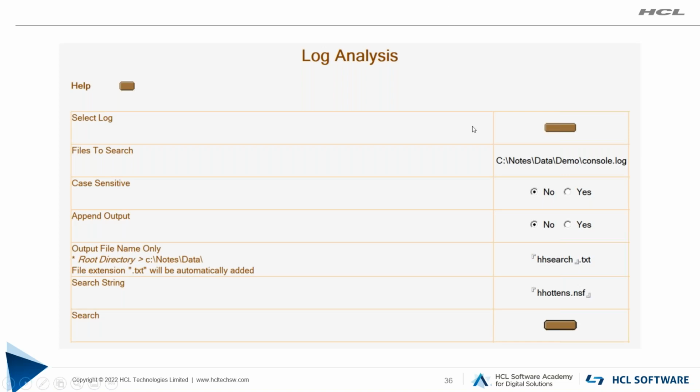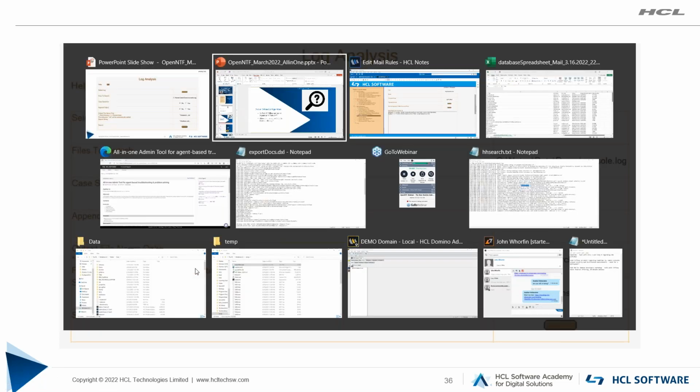But ultimately, what I'm going to do here is I'm going to select that log file, and I can even do case-sensitive searches, and I can determine, you know what, I already have an output file. Do I want to append or not? And I then finally say, what specific string do I want to search for here? And I click the search button. What it's going to do at that point is it's going to create the output file, in this case, hhsearch.txt, and it places it into my computer's local notes data folder, okay?